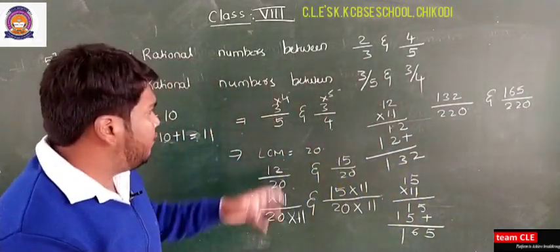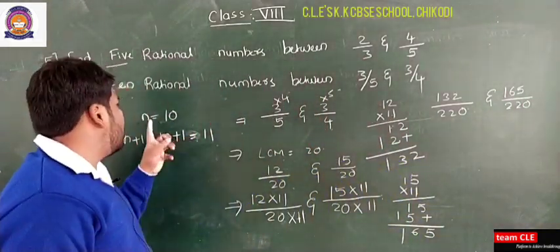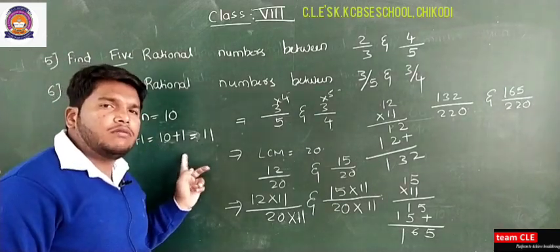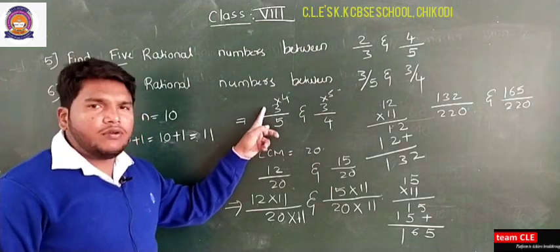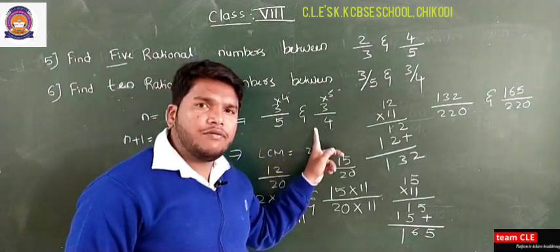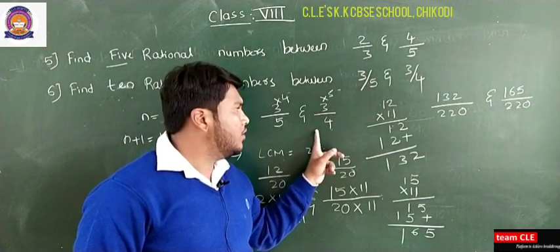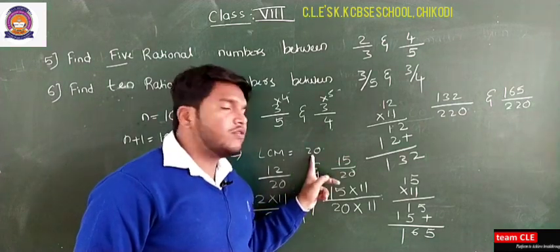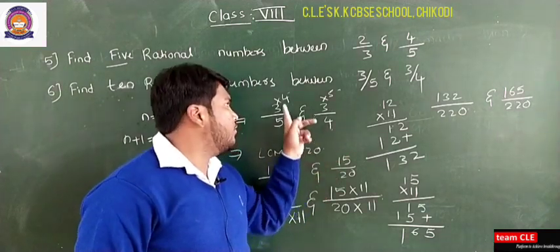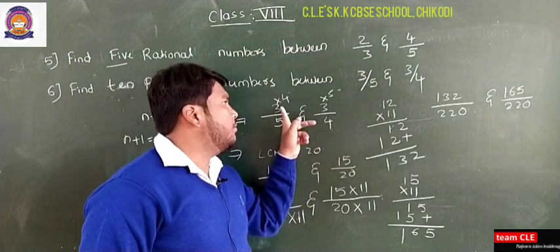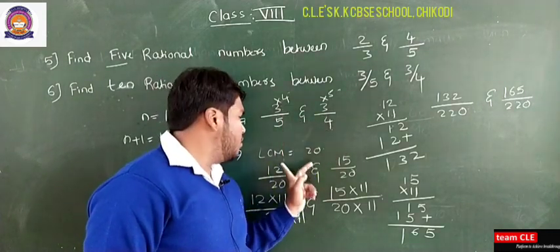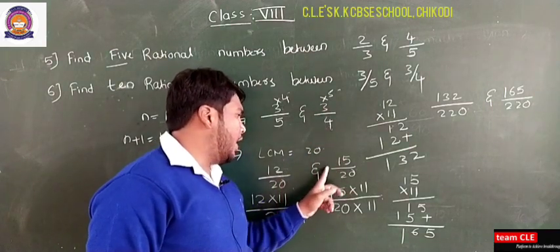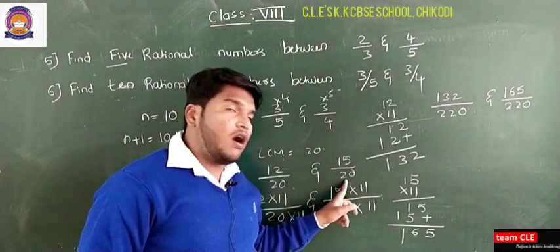Okay, so see here, first of all n is equal to 10 because it is given in the question. Next n plus 1 is equal to 10 plus 1, which is equal to 11. Next write your given question, that is 3 by 5 and 3 by 4. One number is odd, one number is even, so directly multiply and you will get the LCM, that is 5 4s are 20. So 5 4s are 20, 4 5s are 20, then multiply numerator with numerator: 4 3s are 12 and 3 5s are 15. So you will get 12 by 20 and 15 by 20. Here both the denominators are equal.